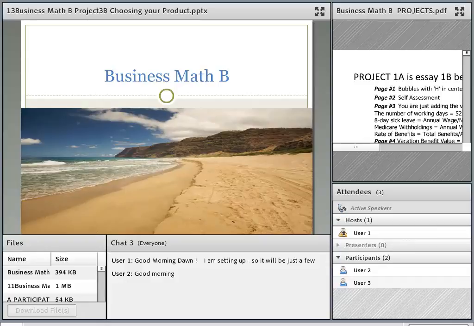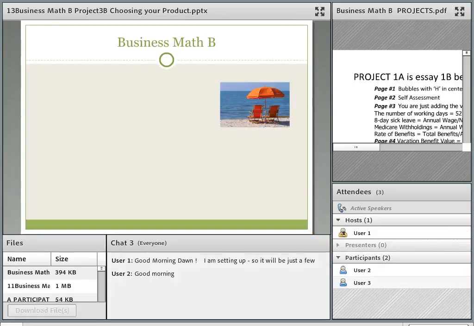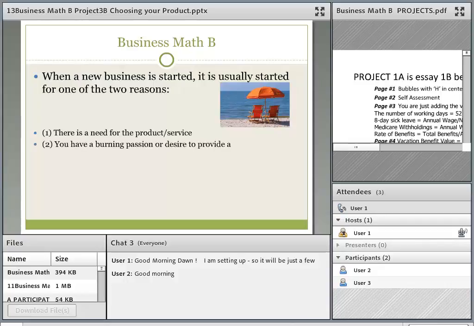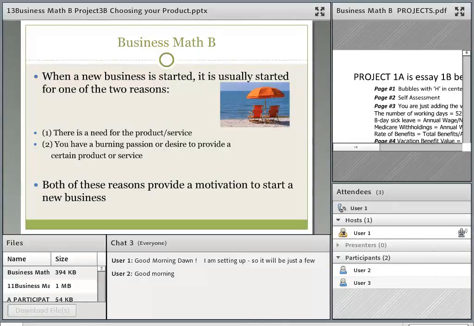I left kind of the open road, the open beach, because it really is open territory for you to choose this. One thing you realize is that a business is started usually for a couple of reasons. Either as a need, you recognize there's a need for a certain product or a certain service, or you just have a burning passion or desire. You just pretty much like to provide a certain product or service. Either of these are really a good motivation when you're starting a business. You really need to look for at least one of these options.